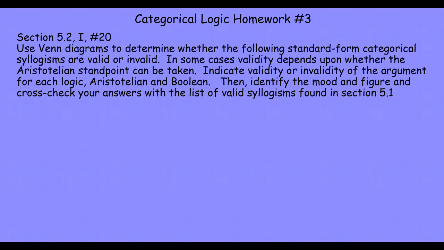Indicate validity or invalidity of the argument for each logic, Aristotelian and Boolean. Then identify the mood and figure. Cross-check your answers with the list of valid syllogisms found in section 5.1.